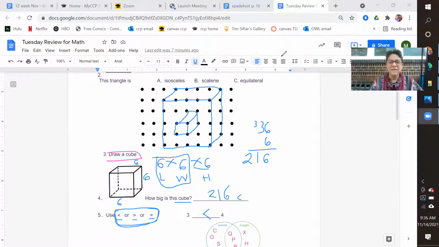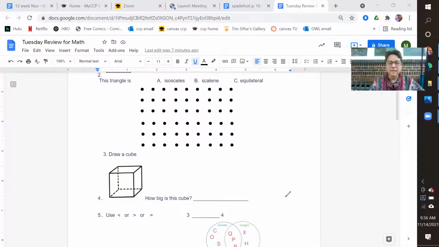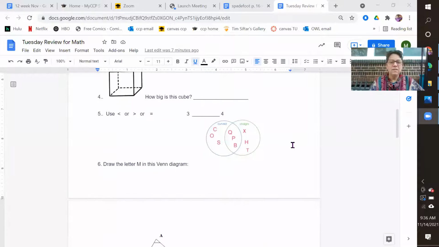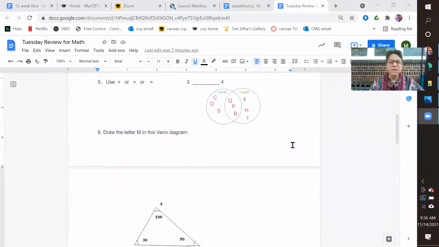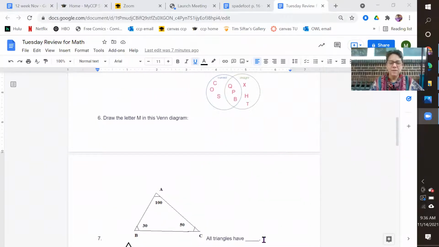All right, I'm gonna erase. All right, now, this is called a Venn diagram, and it's your job to draw the letter M in this Venn diagram, right? M for Ms. O, right? So the letter M in here.